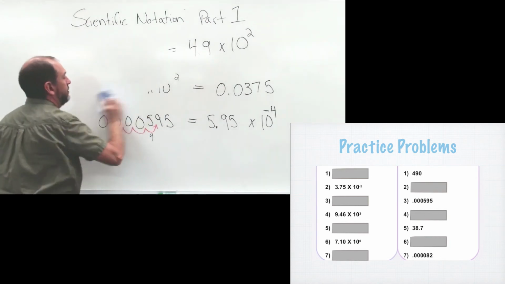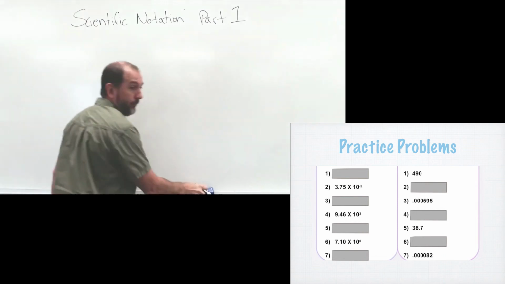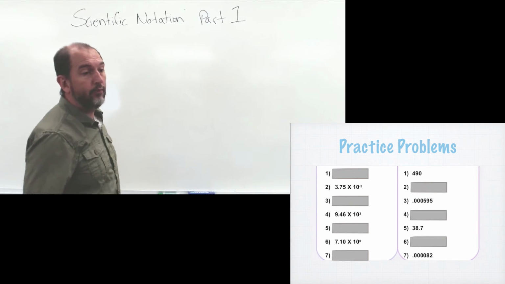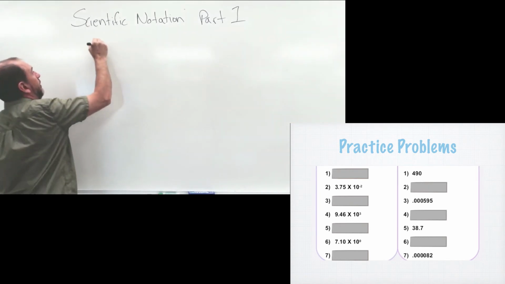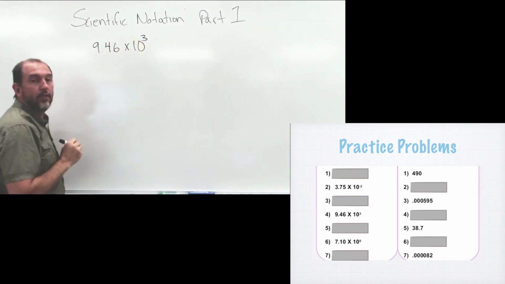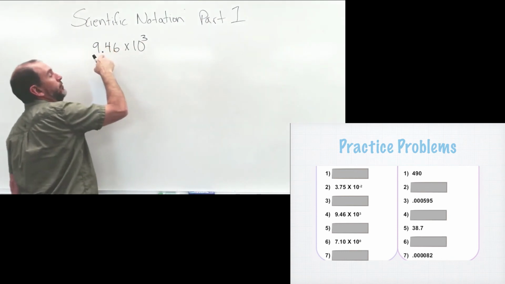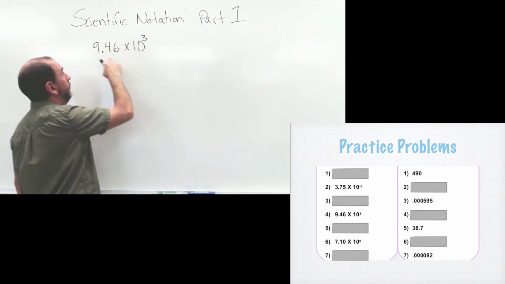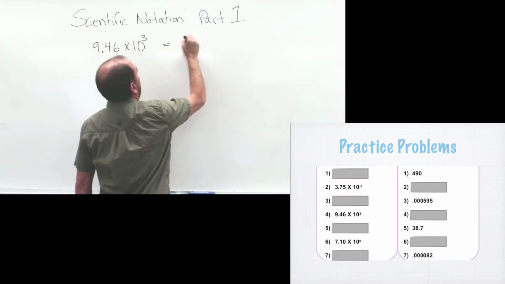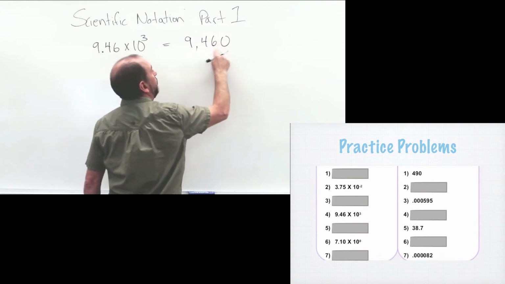Let's make some space and do the last 3. Well, actually, there's 4. 9.46 times 10 to the third. Again, change this into a number. I'm going to take 9.46. I'm going to move that decimal place to the right 3 places because that's positive. 1, 2, 3. 9,460. 3 places. 1, 2, 3.